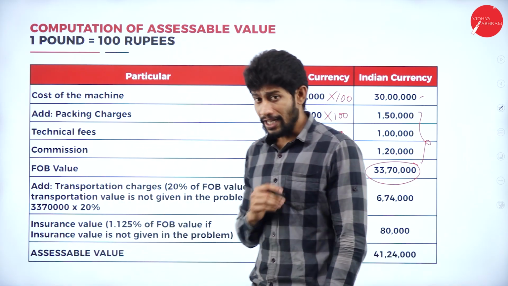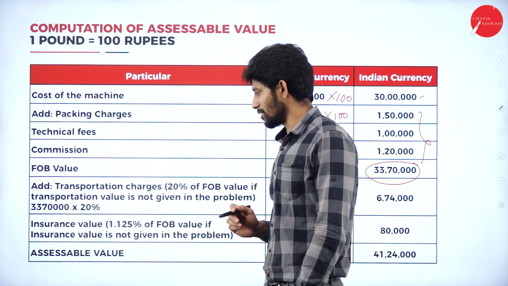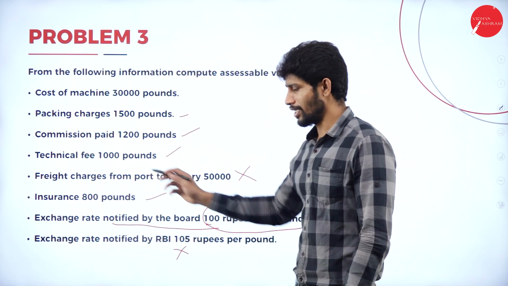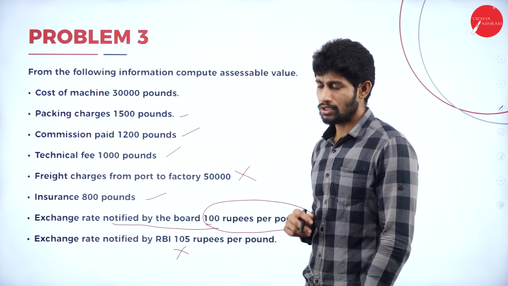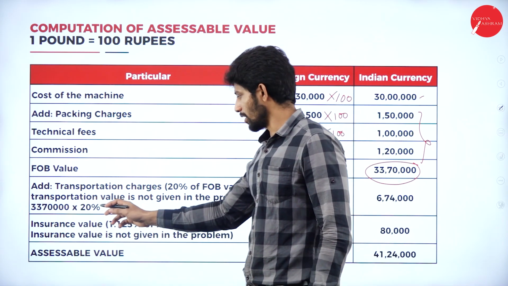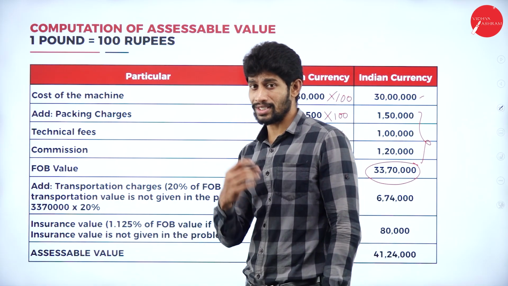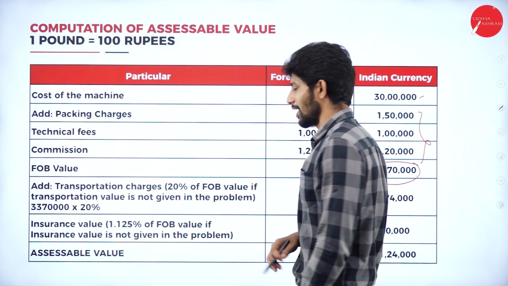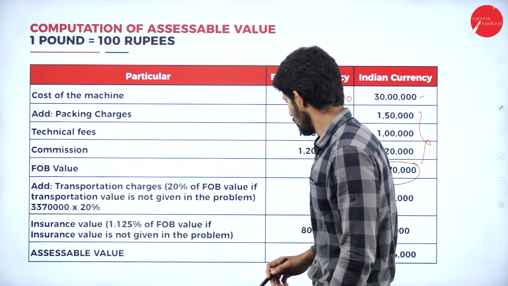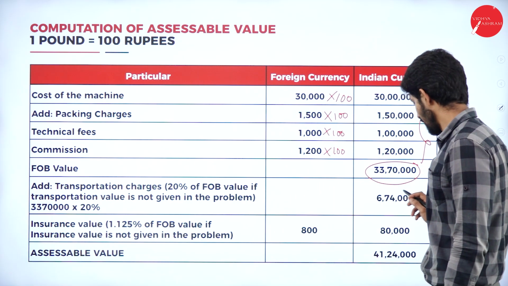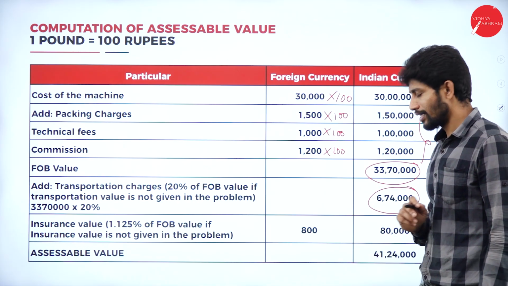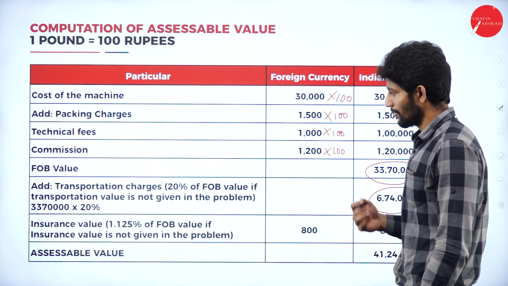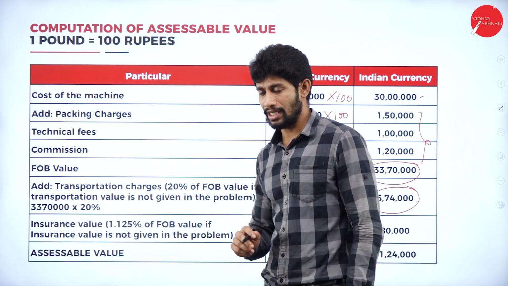Next, add transportation charges. Transportation charges is given in the problem, that is freight, but we are not considering it. So now we are supposed to take 20% of FOB value. So what is the FOB value? 33,70,000 into 20%, you will get 6,74,000. That value is called transportation charges.